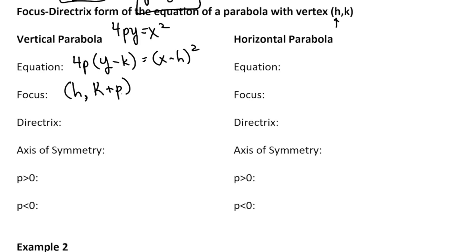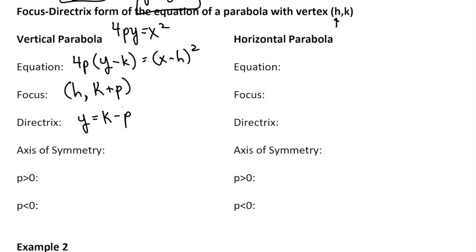Now, we know that the distance that you go up from your vertex to get to your focus is a mirrored distance from what you would have to go down to get to your directrix. And so if you think about what your directrix would be, well, the line y equals k would be a horizontal line touching the vertex. But if you went up to get to your focus by adding p, you're going to have to subtract p units to go down to your directrix.